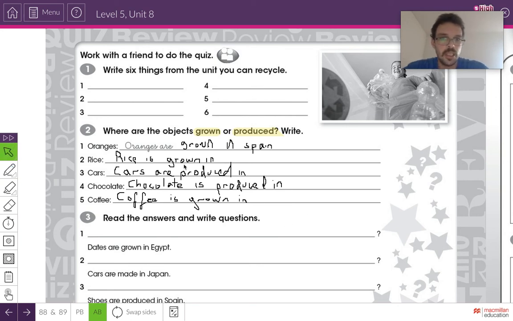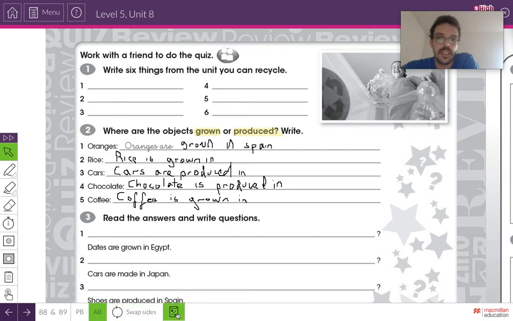Okay. So the important thing is to have the phrases written correctly, okay? If you've gotten the wrong country, it doesn't matter too much, but what's important is that you write the phrases correctly and that you understand, yeah? Rice is grown in Japan, for example. Cars are produced in Germany, right? There could be multiple answers. Chocolate is produced in Belgium. Coffee is grown in Colombia. Those are some examples of answers, but the phrase must be correct, all right?